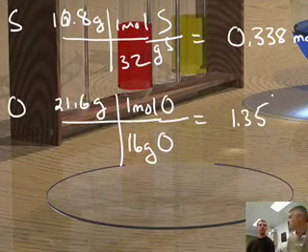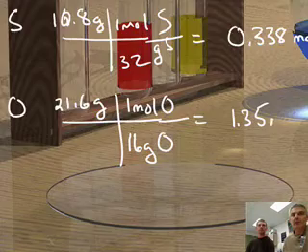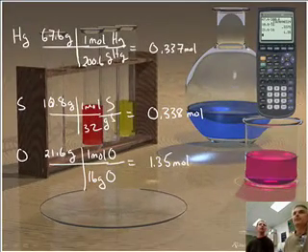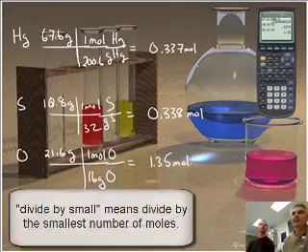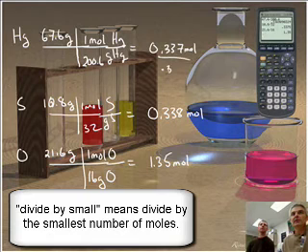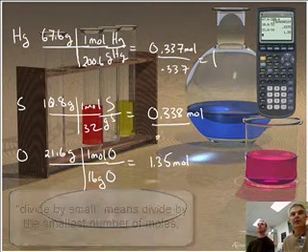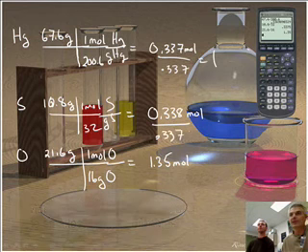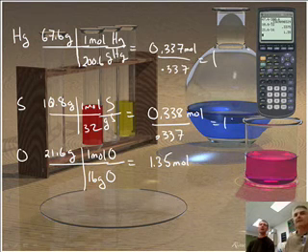Okay. So percent to mass. Mass to mole. Divide by small. All right, so what's the smallest one? I think 0.337. So we divide them all by 0.337. One of them will always be 1. And this is going to be close enough to 1. I think we're going to call that 1.